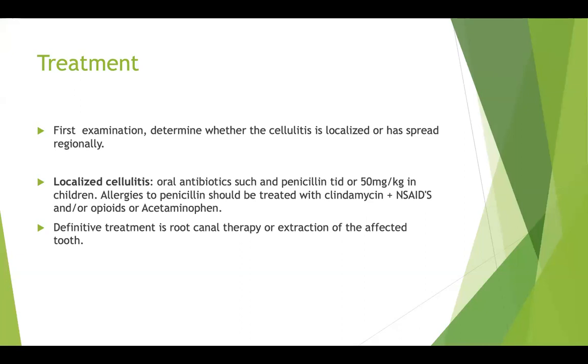Localized cellulitis we're going to treat with oral antibiotics such as penicillin, amoxicillin, or amoxiclav, 500 milligrams TID, just the normal one that we prescribe, or 20 to 40 milligrams, up to 50 milligrams per kilogram in children. Allergies to penicillin should be treated with 300 milligrams of clindamycin QID for 7 days. You also have to give them pain medications such as non-steroidal anti-inflammatory drugs or opioids and acetaminophen. The definitive treatment, after the infection subsides with the antibiotic, is definitely root canal therapy or extraction of the affected tooth.